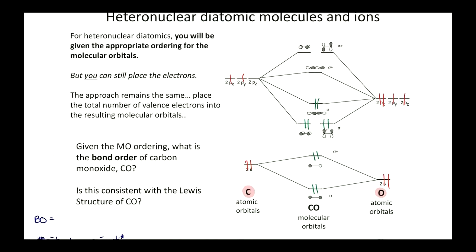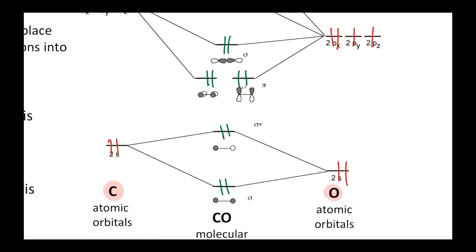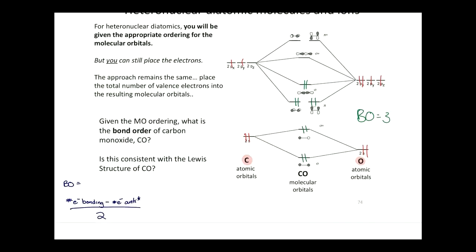The question posed here is, what's the bond order? We placed the electrons, and I gave you the MO orbital designations, so you can calculate the bond order. Do we know the bond order? It's 3. There are 6 bonding electrons divided by 2, and there are 0 antibonding electrons. So 6 divided by 2 is a bond order of 3. Is that consistent with the Lewis structure of carbon monoxide? Yes, it is. If you've drawn the Lewis structure for carbon monoxide, it is a triple bond. It looks like this.